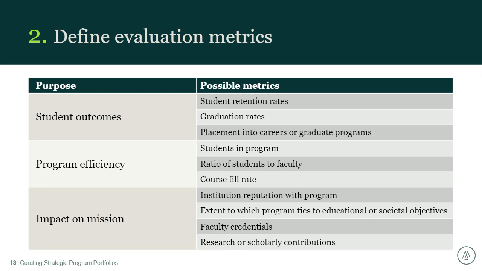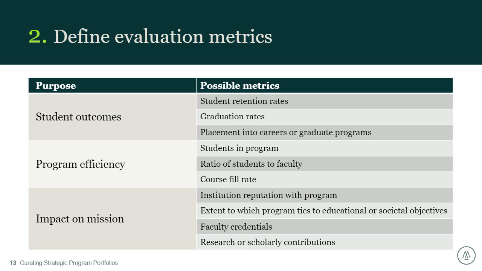So here we have listed some potential metrics that institutions can use to help evaluate their individual programs. So for student outcomes, we often find that institutions look at things like student retention and graduation rates, as well as placement into career or further educational programs. We've also included some program efficiency metrics here to help provide that operational and sustainability lens. So looking at factors like the number of students in each program, the ratio of students to faculty, and overall course fill rates. The last example on this slide shows the impact on the institution's mission.